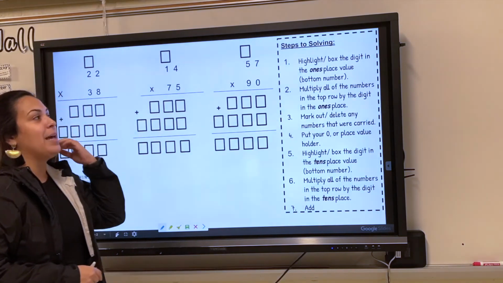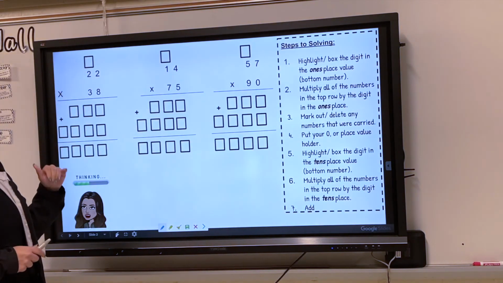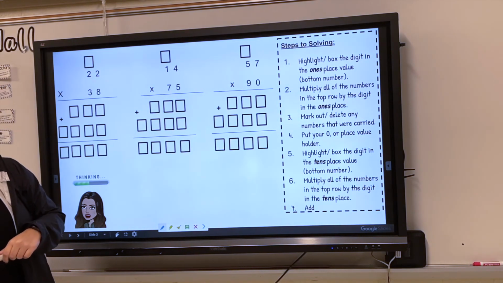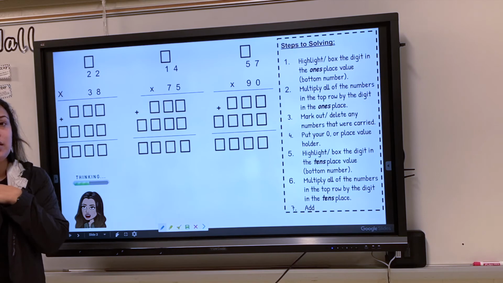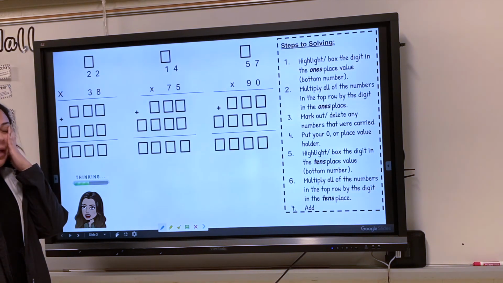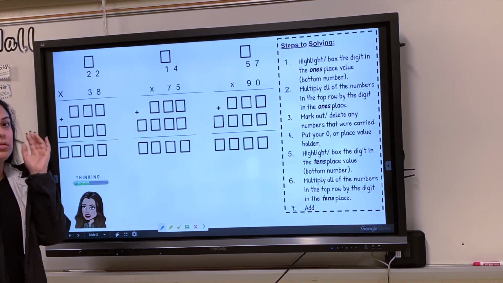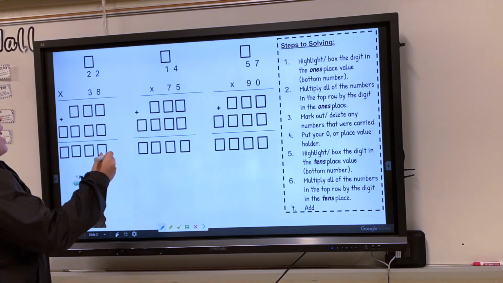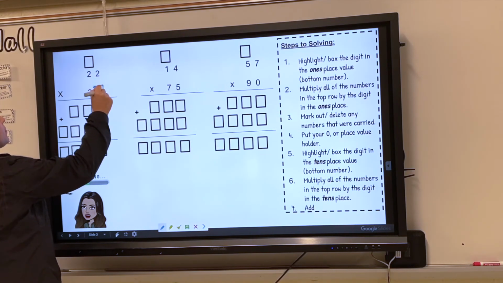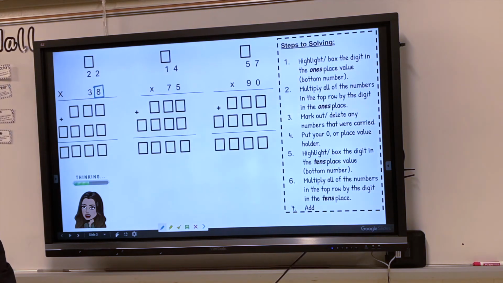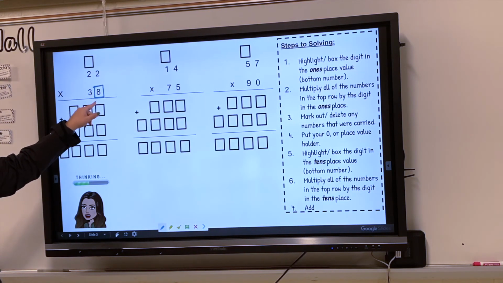All right, so our first step says, highlight or box the digit in the ones place value. I like to do this because I know I'm the type of person, when I see too many numbers, my brain gets confused. So I like to box the number I'm multiplying first. And we always multiply the number in the ones place of the second number first. That is always the first number we multiply by.